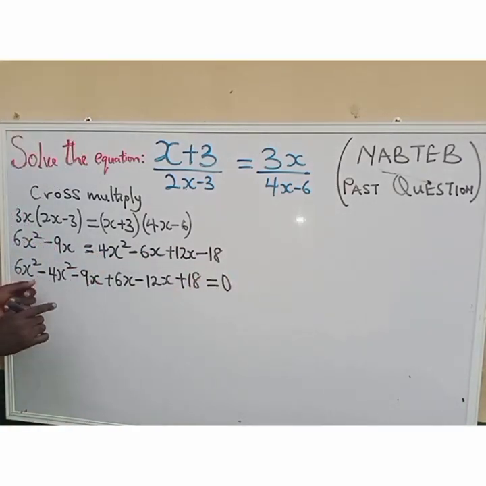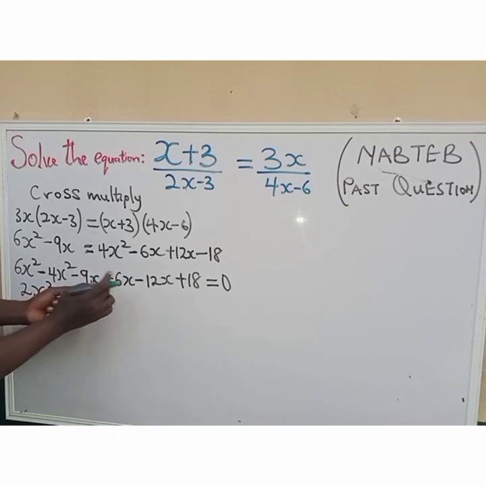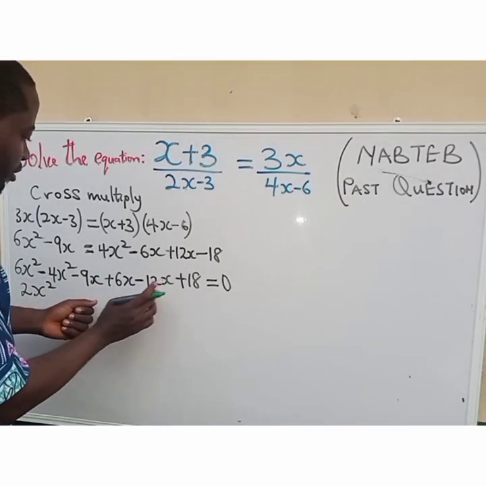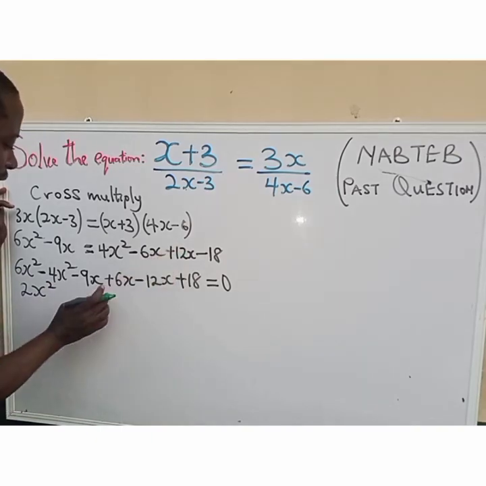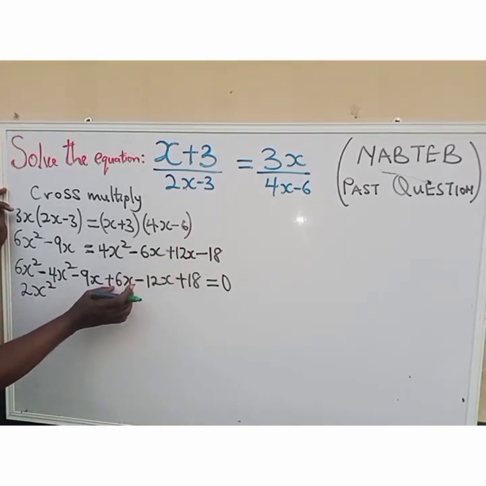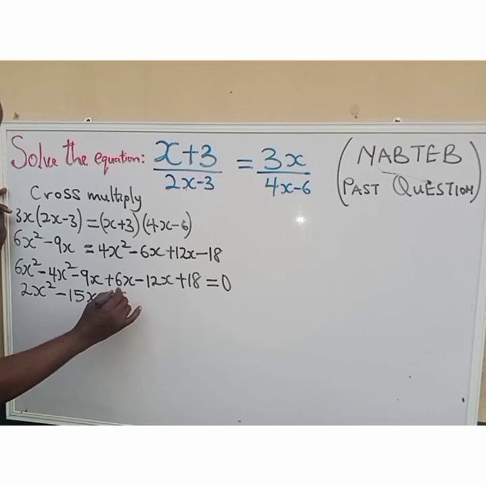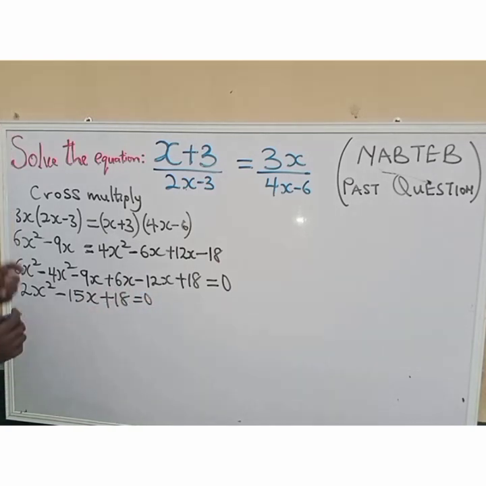6x squared minus 4x squared, we have 2x squared. Then there are some that have minus here, so we can first do that. Minus 9x minus 12x is going to give us minus 21x. And minus 21x plus 6x is going to give us minus 15x plus 18 equals to 0.